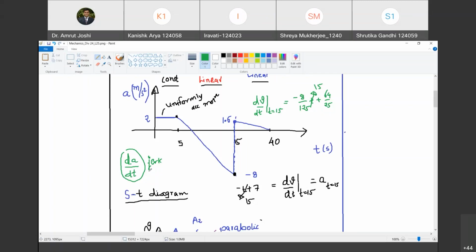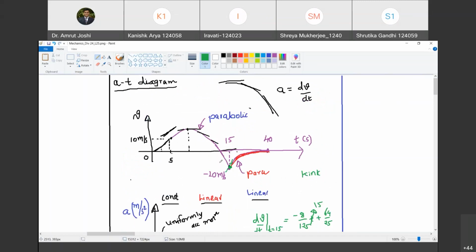Yes, sir. And at that time, dA by dt, the jerk, will be infinite. So infinite jerk is not physically possible. However, if the acceleration changes abruptly in a very small duration of time, we can idealize that as an instantaneous change in acceleration without much loss of other motion parameters. Are you with me? Yes, sir.